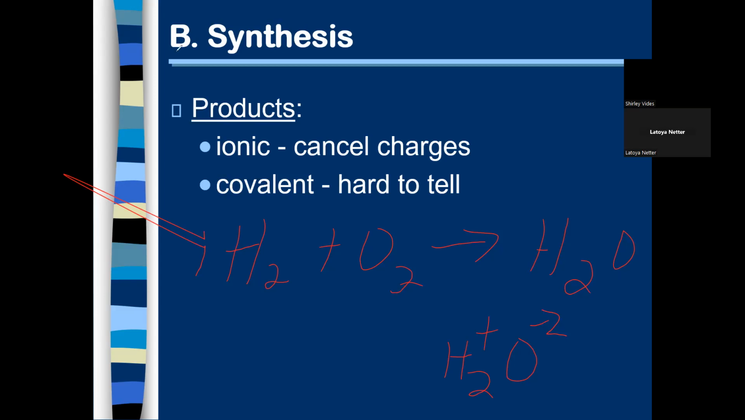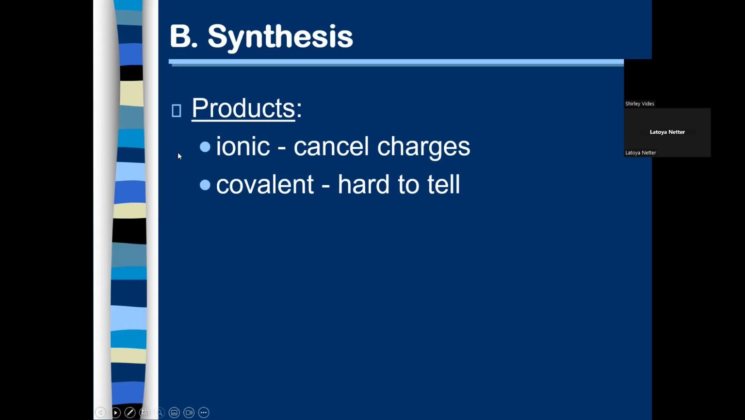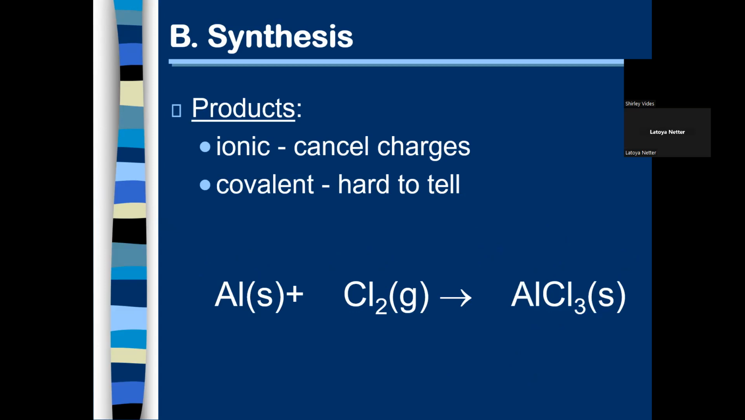Right. Okay. So, and then the covalent ones, you see how it says hard to tell? It's very hard to tell. Those things, since they can make just about anything, it's hard to know what's going to happen. So right here, aluminum and chlorine becoming aluminum chloride. You see? And there's the balancing thing that has to happen because these are not the right ratios.